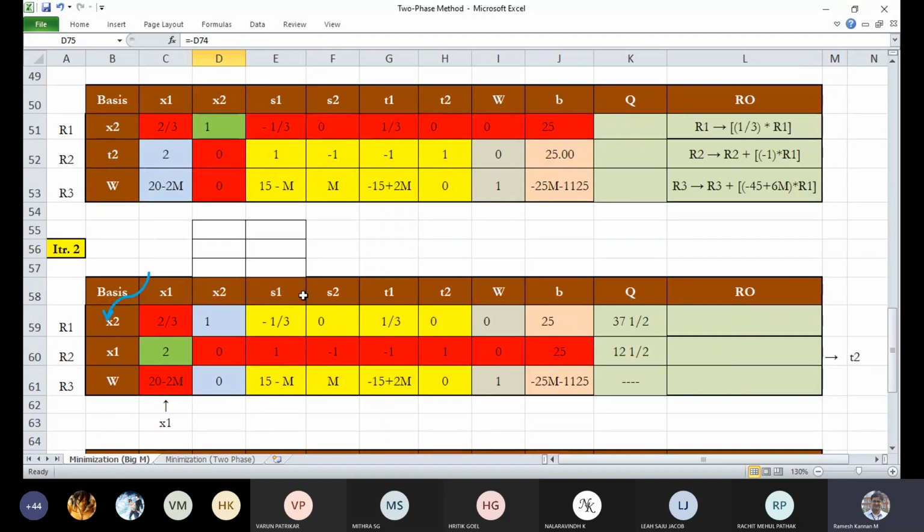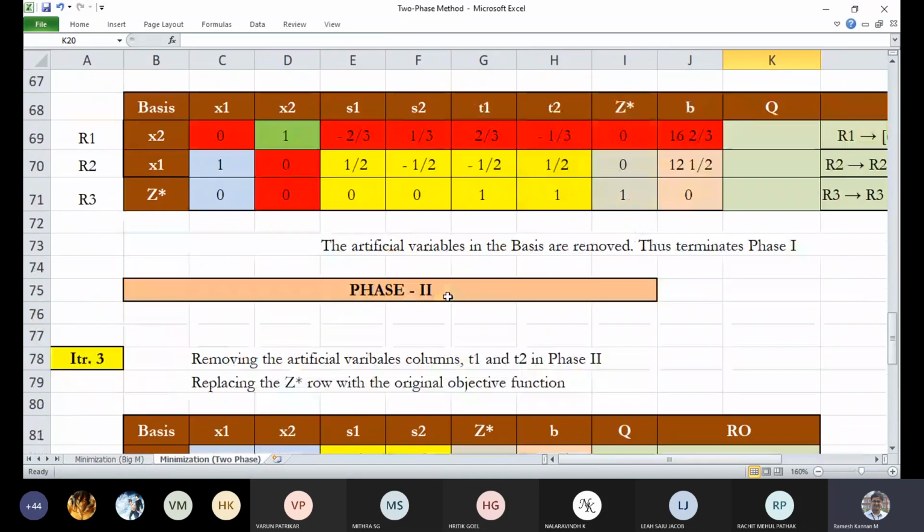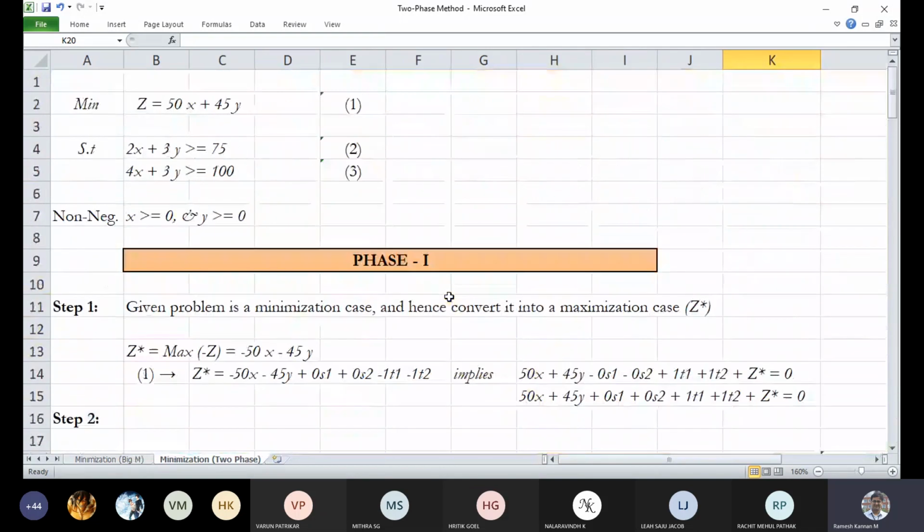If you are not comfortable with M being added and these kinds of calculations are very difficult for you, you can very well use the two-phase method, but it has its own limitations also. The method is that we'll be doing the entire simplex method in two phases. So what are the phases and how do we go about it, I'll explain to you.